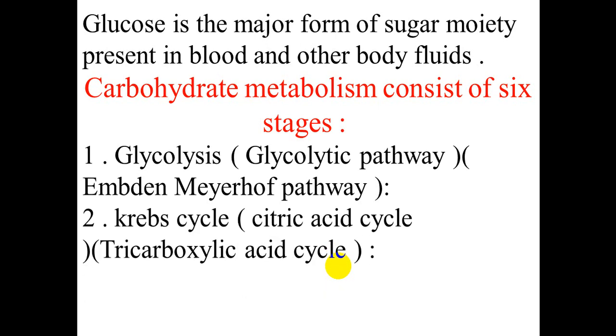Number 2, Krebs cycle, or citric acid cycle or tricarboxylic acid cycle. This cycle is the aerobic phase of carbohydrate metabolism. The name citric acid cycle stems from citric acid, which is formed in the first step of this cycle.